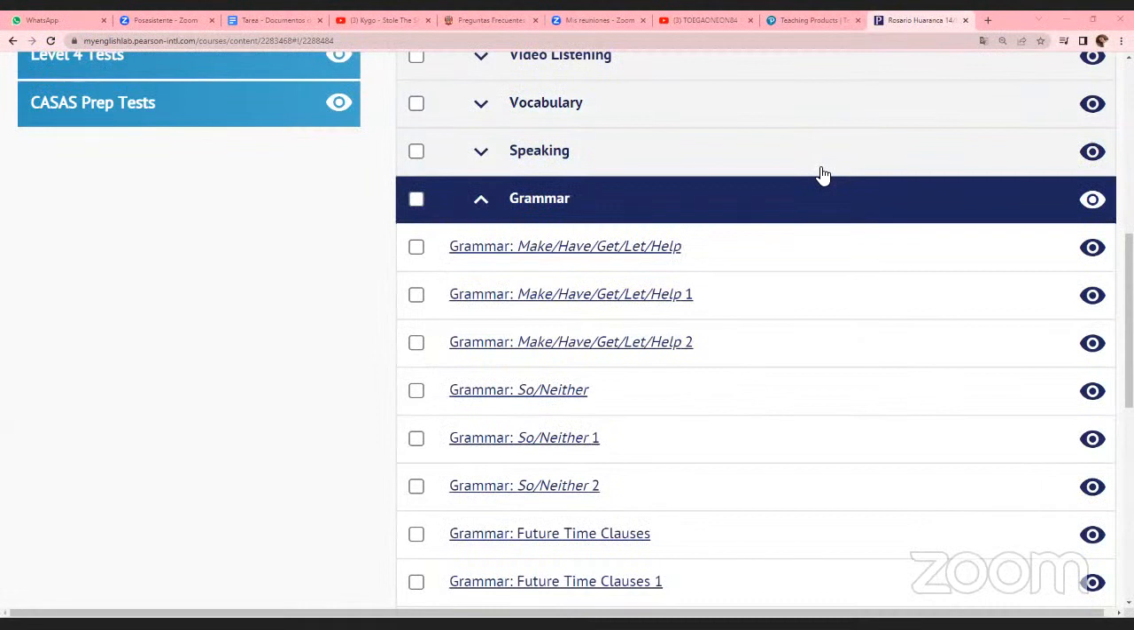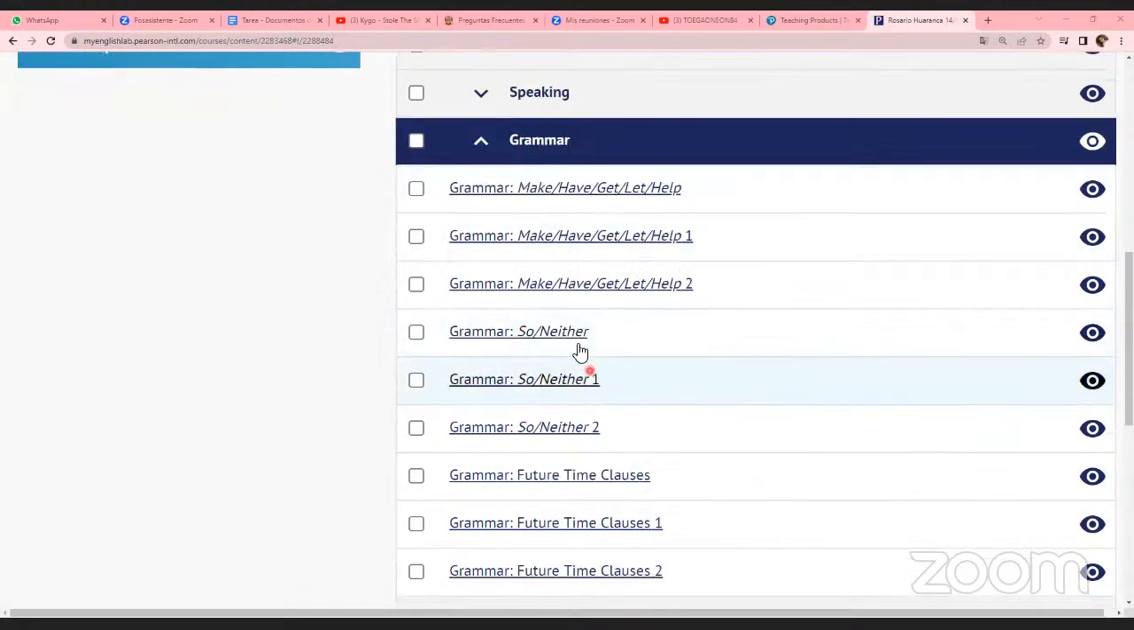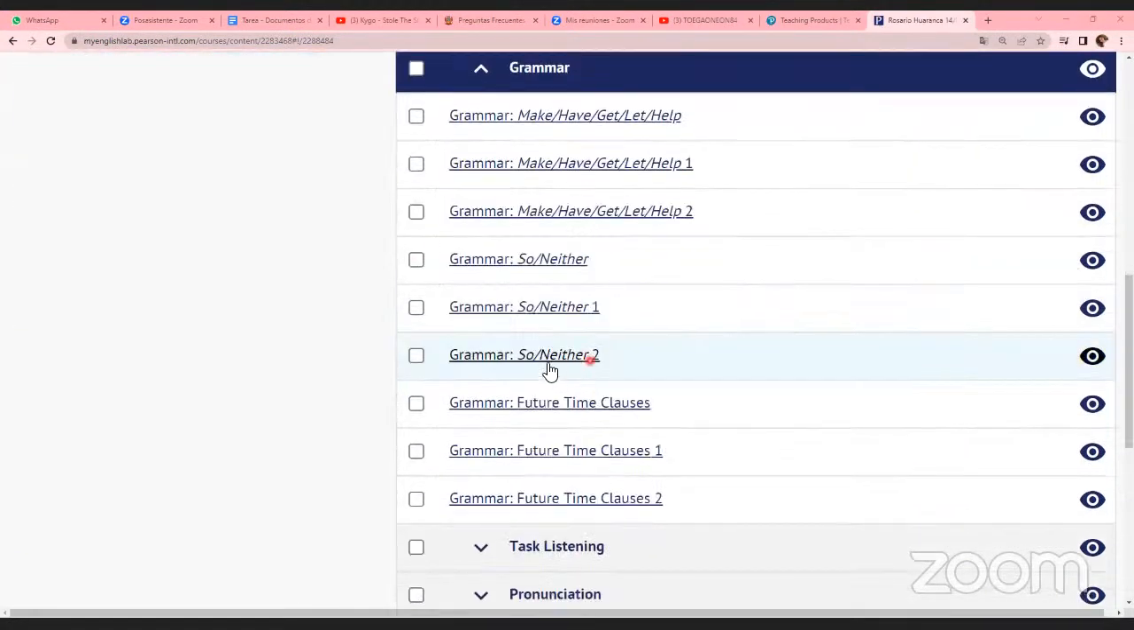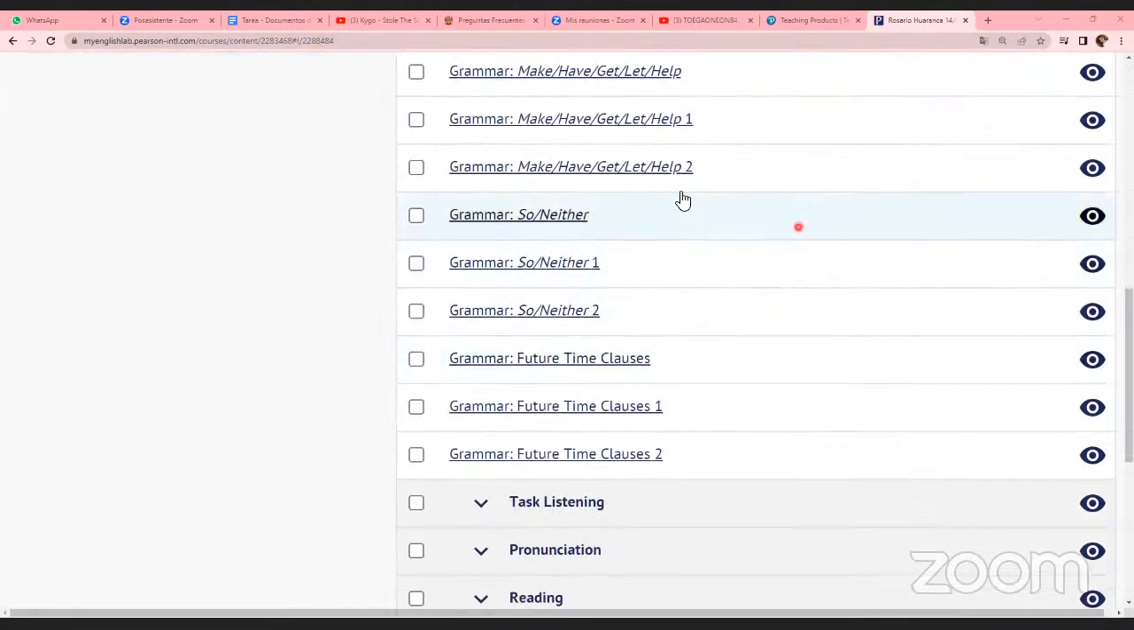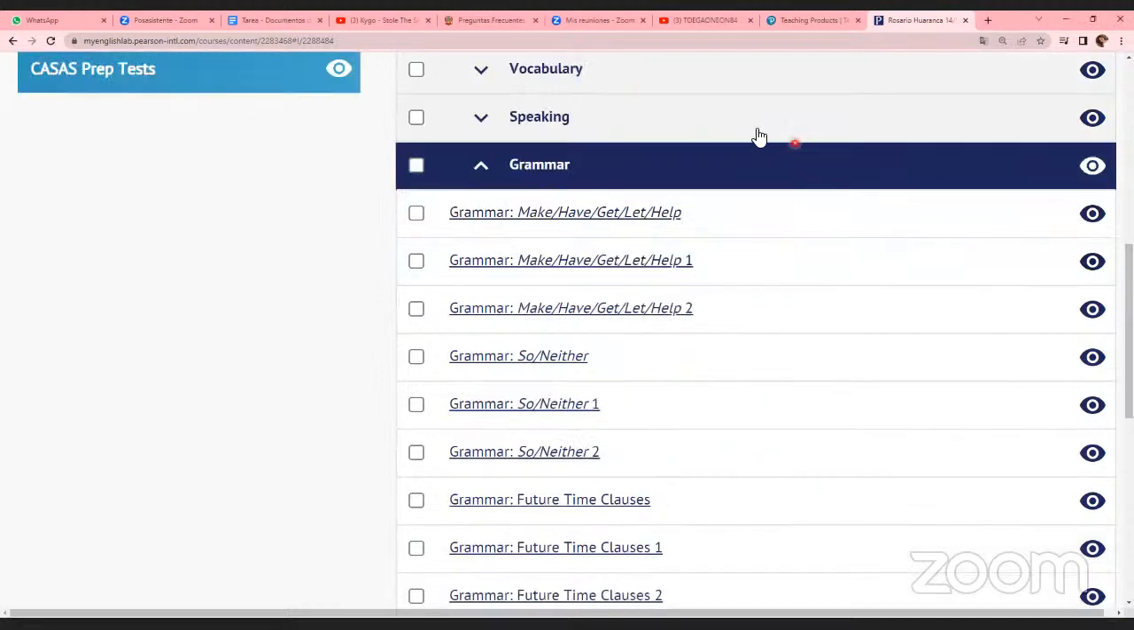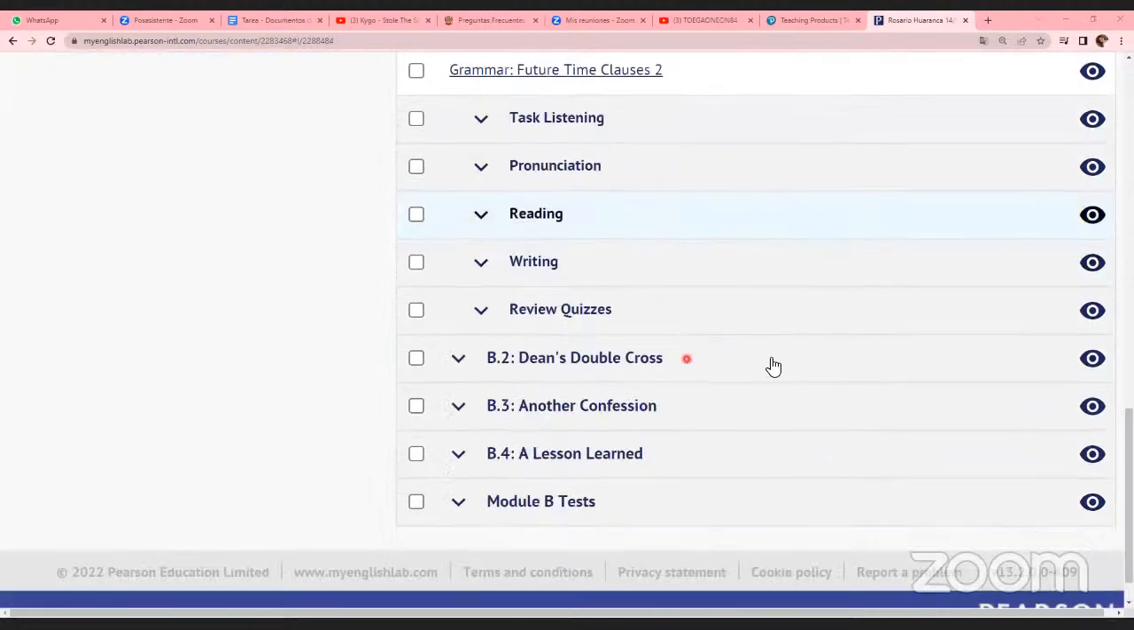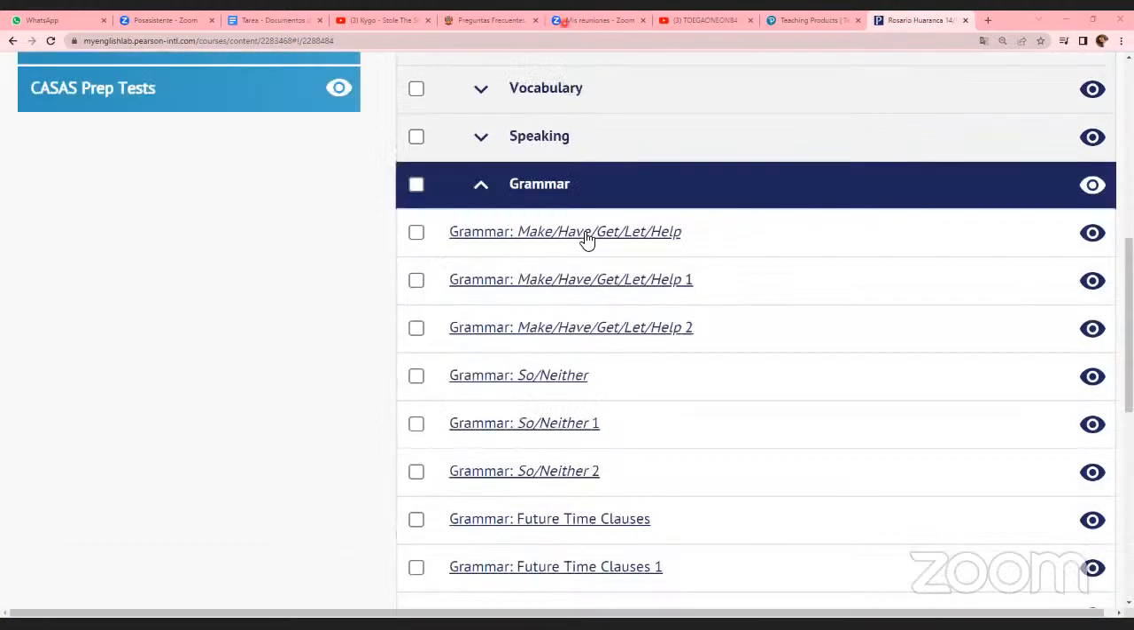I'm going to share my screen with you, and these are the lessons we're going to see. Can you see it? Yes, miss. So we're going to see causative verbs, the use of so and neither, and future time clauses. These are the lessons that we're going to see in 3 classes. So we're going to start. I guess we've seen causative verbs, right?